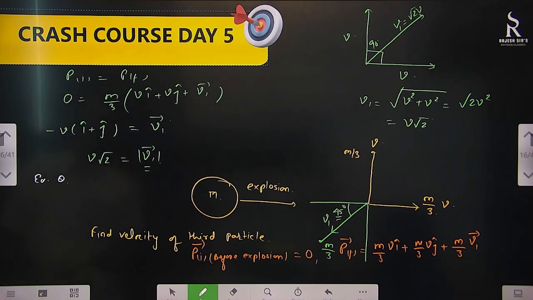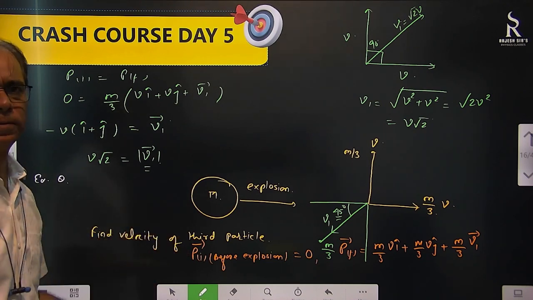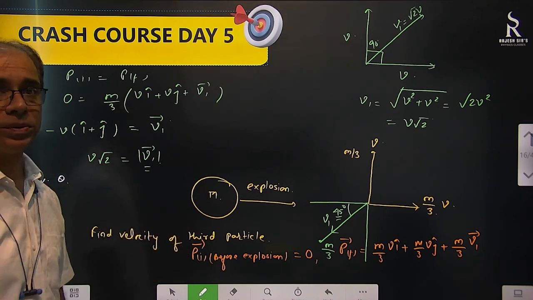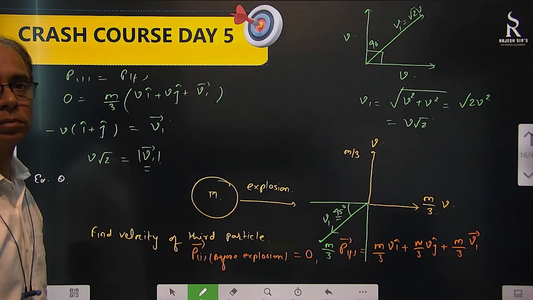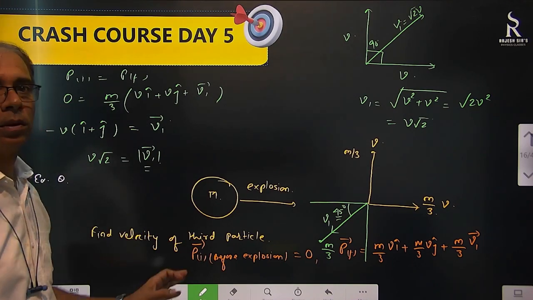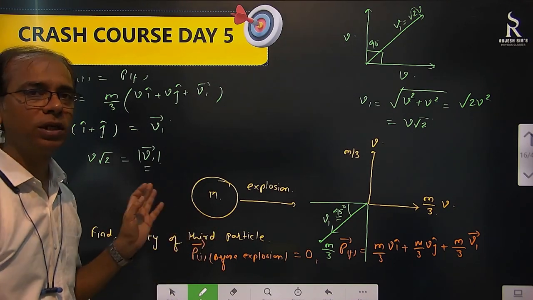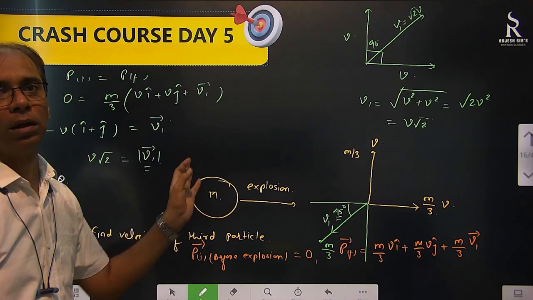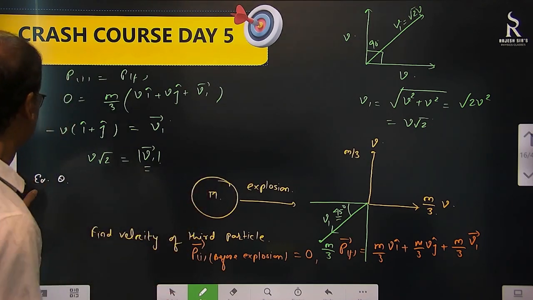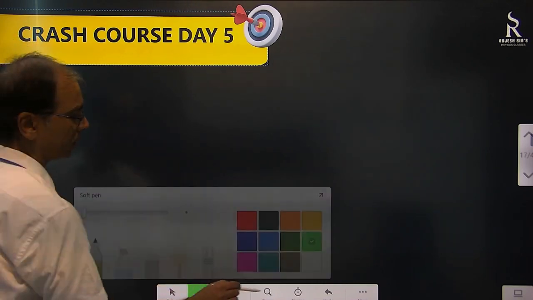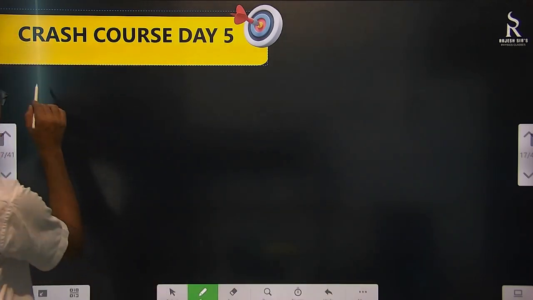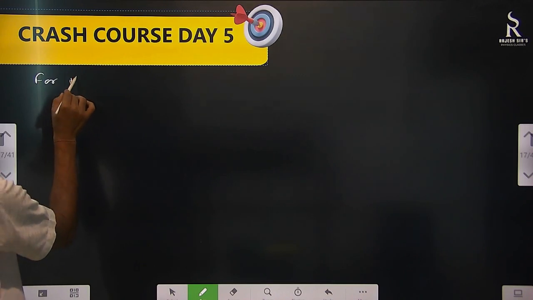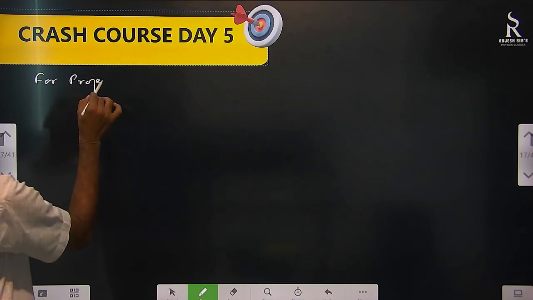That's explosion. Explosion can happen in air also. Projectile questions can be added into that one. So what do you do in that case? Before explosion, the projectile's velocity we can calculate. And then afterwards, suppose in projectile we are going to apply this. For projectile.